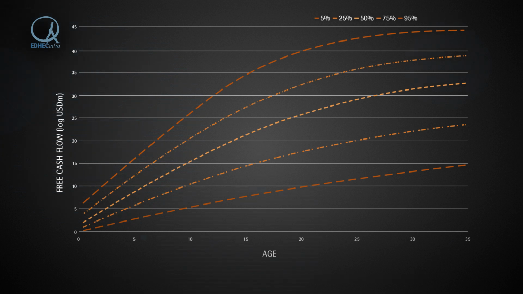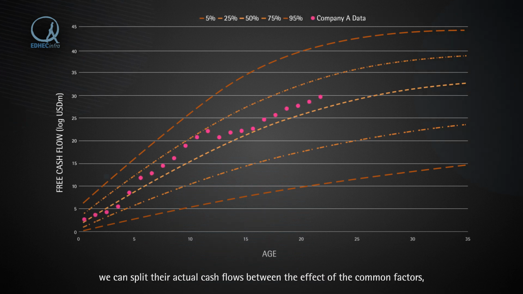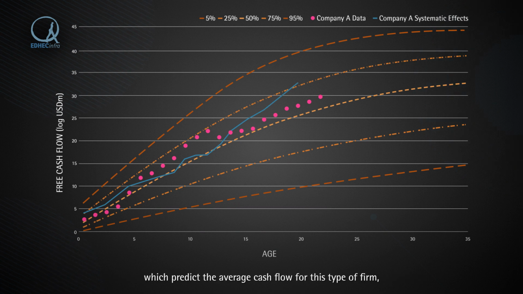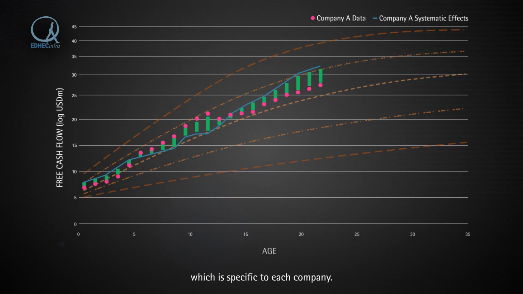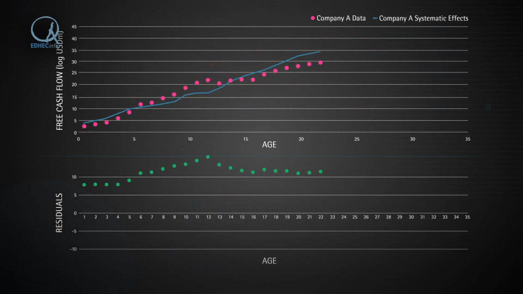life cycle. Then, for any individual company, we can split their actual cash flows between the effect of the common factors, which predict the average cash flow for this type of firm, and the difference between this average level and the actual cash flows, which is specific to each company.